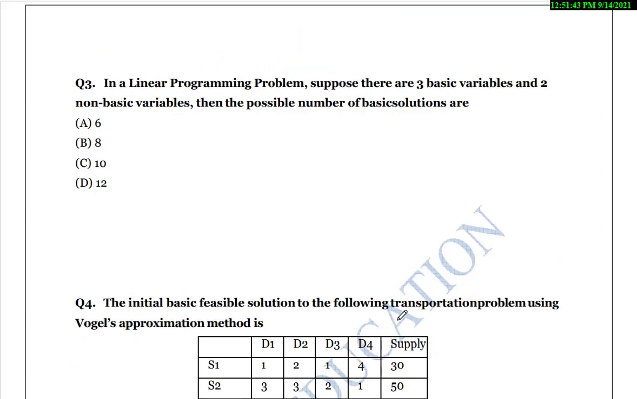Okay. The next question: in a linear programming problem, suppose there are 3 basic variables and 2 non-basic variables.